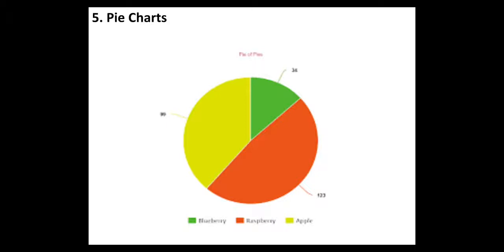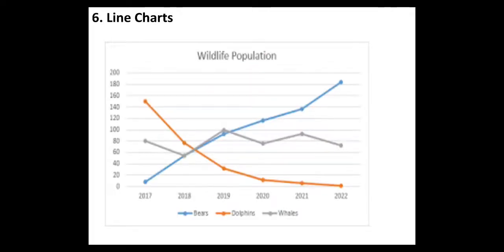Maybe it is like 39%, we shall mention, shown in different types of colors as well. Right. Next, coming to line charts.